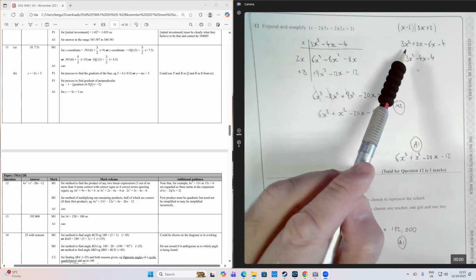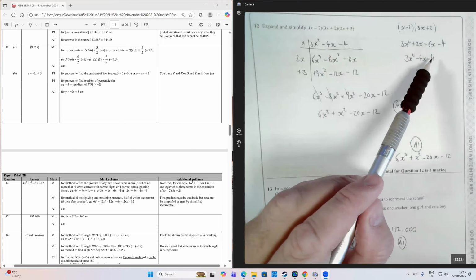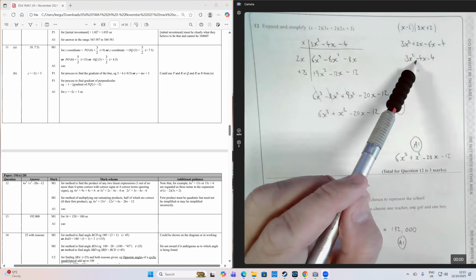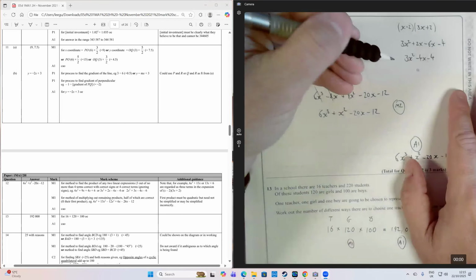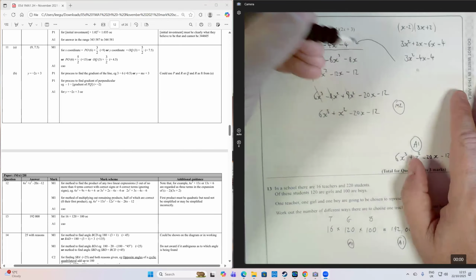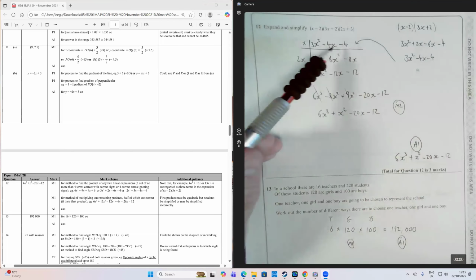When I collect like terms, I have 3x squared plus 2 minus 6 is -4, and then minus 4x and then -4. What I like to do then, and this is just a good way of organizing it, you don't have to do it this way, but I think it's quite good, is I now write that as one side of my grid.